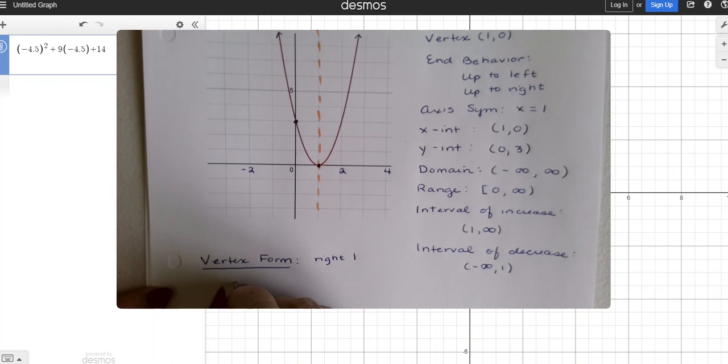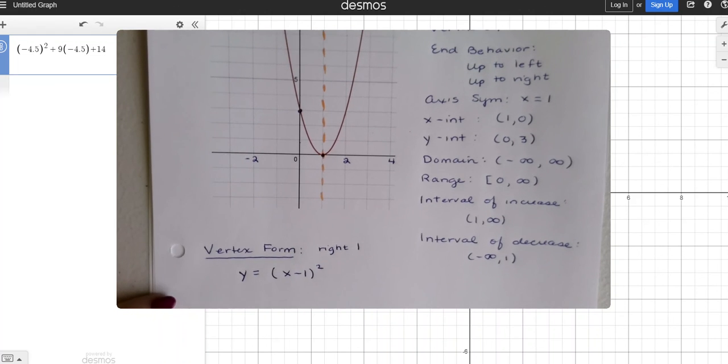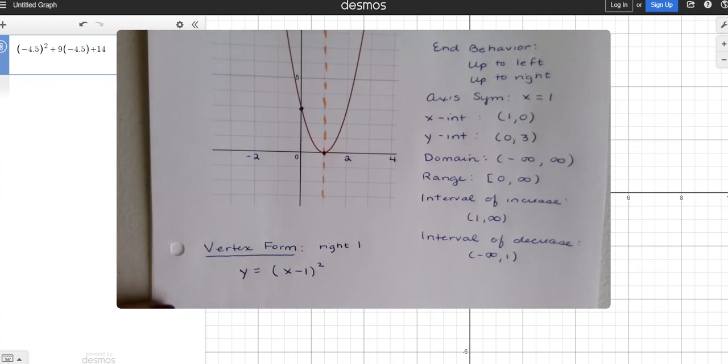So I'm thinking y or f of x, either one, would be x minus 1 squared. Okay? I'm not adding or subtracting anything out here because I didn't move up or down. Now again, it's possible there's a multiplier there, but we'll find that out as we go on.